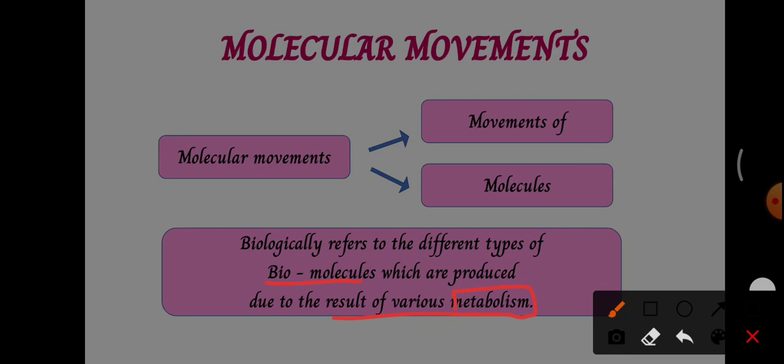So for example, if you are eating carbohydrate, what is the end product of carbohydrate? The end product of carbohydrate is glucose. Because only glucose can be easily transported through our blood cells and blood, and it can be easily taken up by the human cells. Okay.